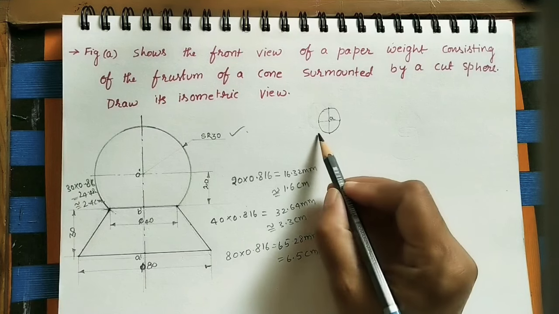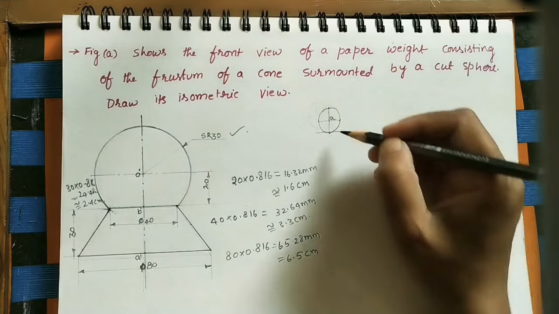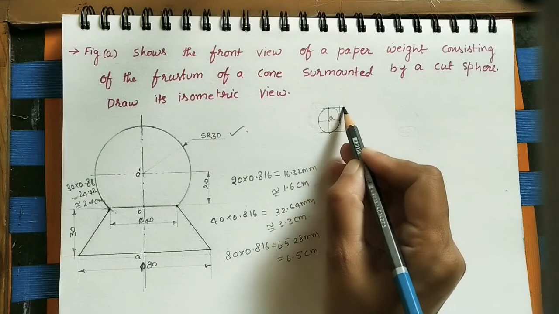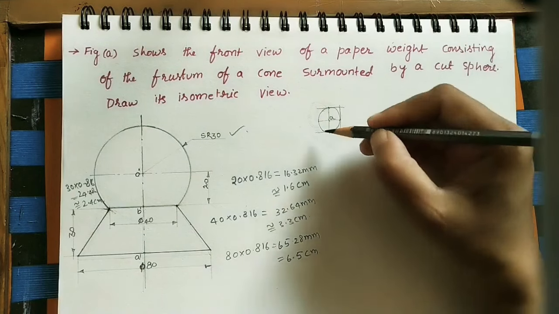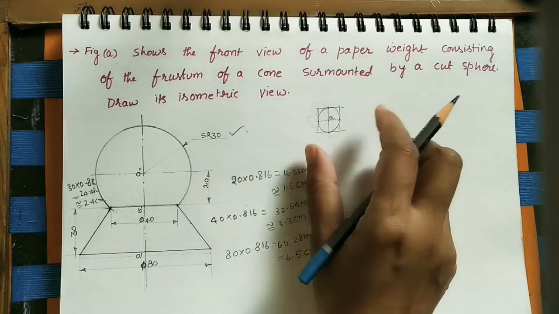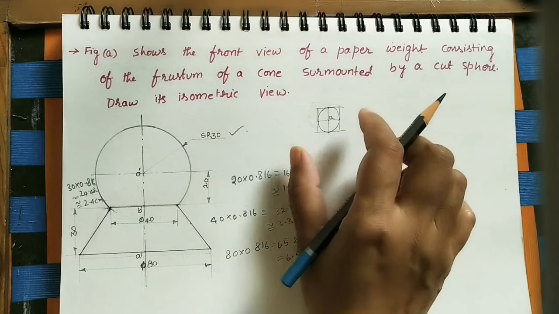Now I will do one line here by using scale. I will do here one line, which is passing through this point. Here also I will do one line. No need to do this diagram by using the drawing instrument. Just for explaining it, I am doing.